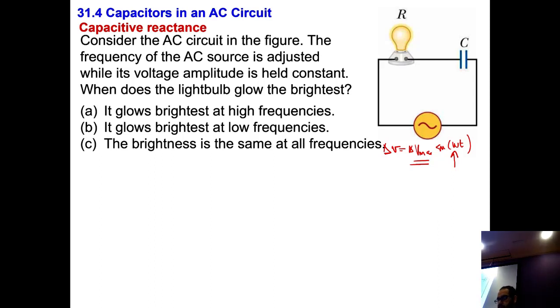So think about it for 20 seconds. When we change this, we increase it or decrease it. When will the light bulb give us the brightest light? When the frequency is high or when the frequency is low? That's the question. All right, so think about it.